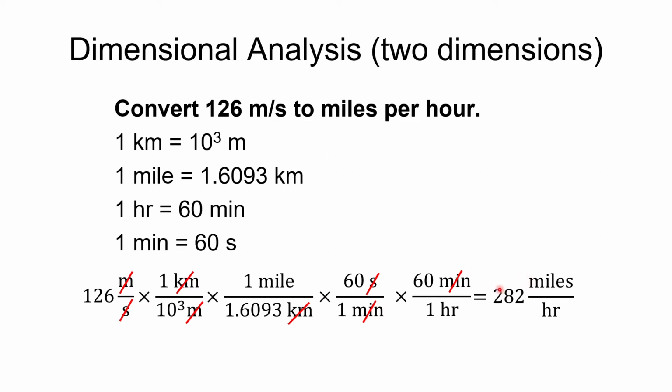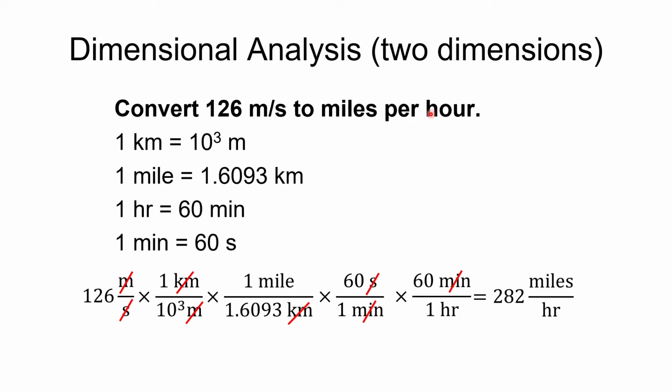And the answer comes out to 282 miles per hour. So hopefully this is not a word problem where a car was going that fast, unless it's on a racetrack, a very, very fast racetrack. All right, so 282 miles per hour. That's pretty darn fast. All right, so that is a 2-dimension.